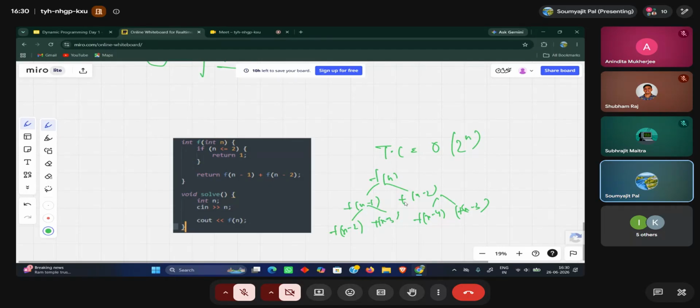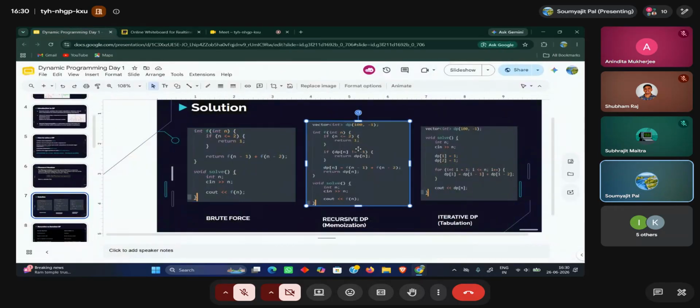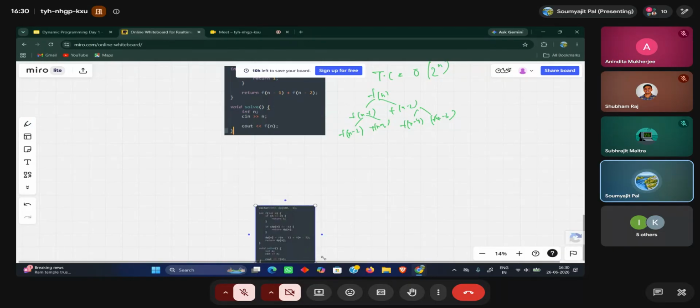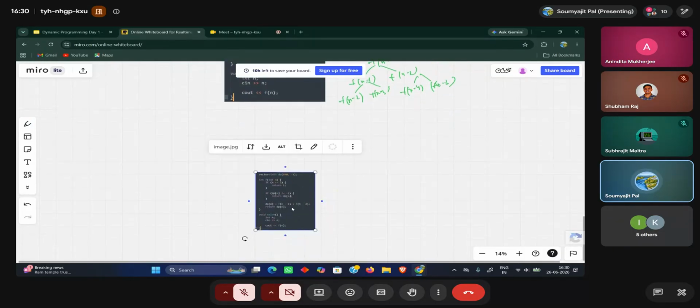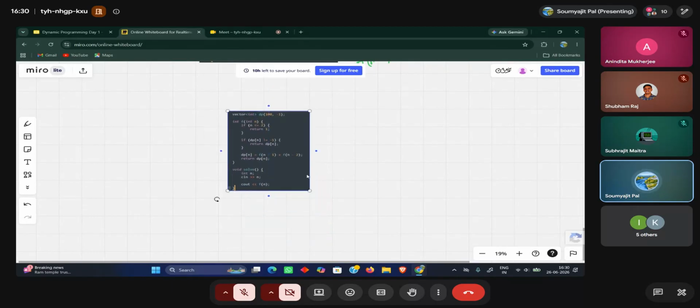So using DP, let's see how we can optimize this. There are two ways to write a DP code. One is iterative DP and the other is recursive DP. We will discuss in detail and also jot down the differences. What are the general differences between them?